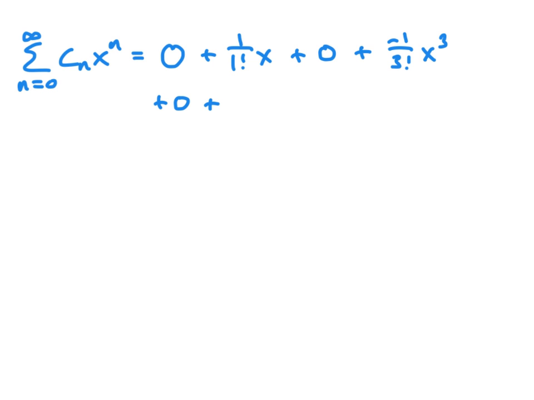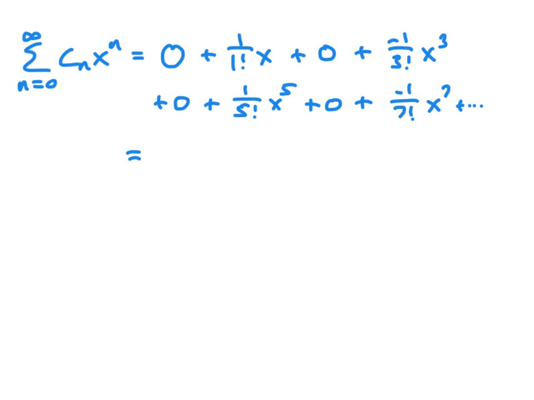For n equal to 5, we're going to get positive 1 over 5 factorial times x to the 5th power. When n is equal to 6, we're going to again get plus 0, since 6 is an even number, and even coefficients are 0. And when we get to n equals 7, we'll get negative 1 over 7 factorial times x to the 7th. And we could continue on with as many terms as we want, but this is actually enough to see pretty much what is happening in our series.